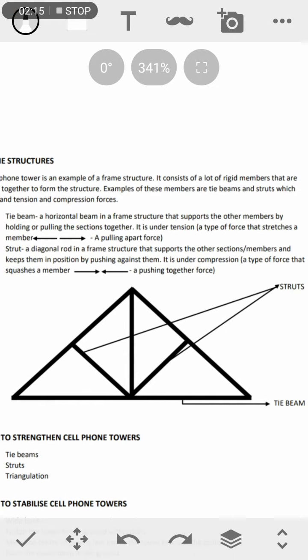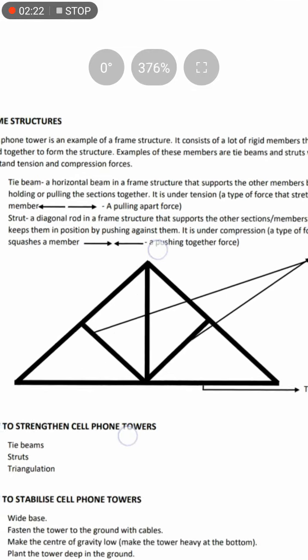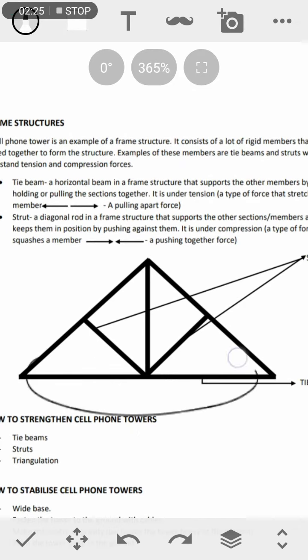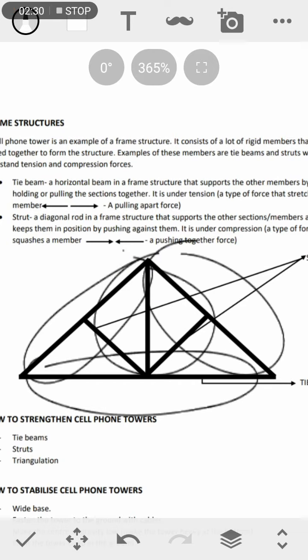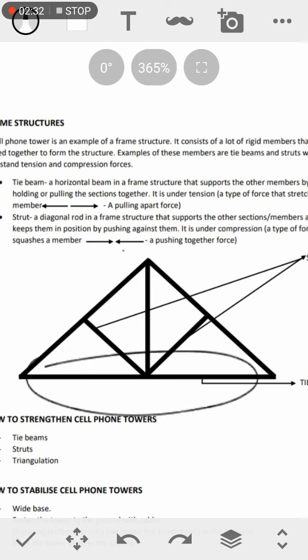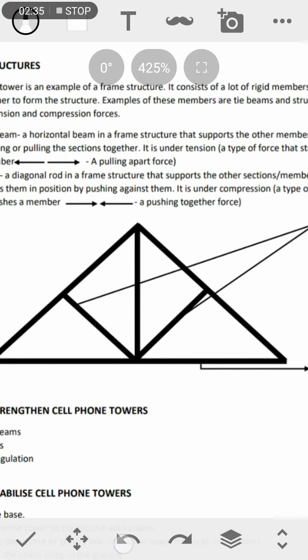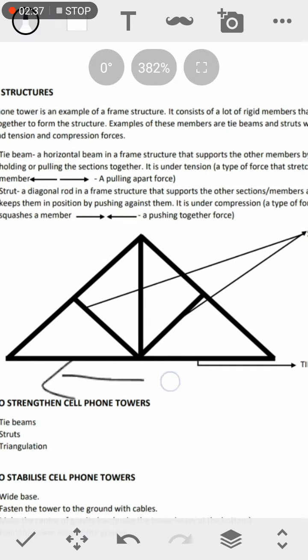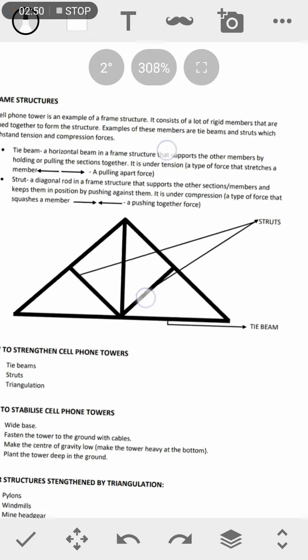A tie beam is a horizontal beam in a frame structure that supports the other members by holding or pulling the sections together, right? So this tie beam here at the bottom is holding all of these sections together. It is supporting those sections, and as it is supporting these sections, it is being pulled apart. Because this beam is being pulled apart, we say that it is under a tension force or a tensile force.